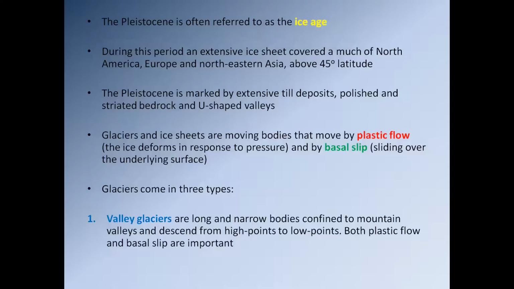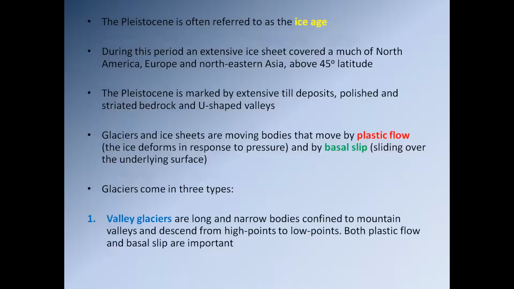So glaciers and ice sheets are moving bodies that move by one of two methods. So the ice in a glacier will move in one of two ways. It can move by plastic flow, which is when the ice deforms in response to pressure. So essentially you're putting weight on the ice, and so the ice will naturally flow. And the other option is basal slip, and that's simply when the ice slides over the underlying surface.